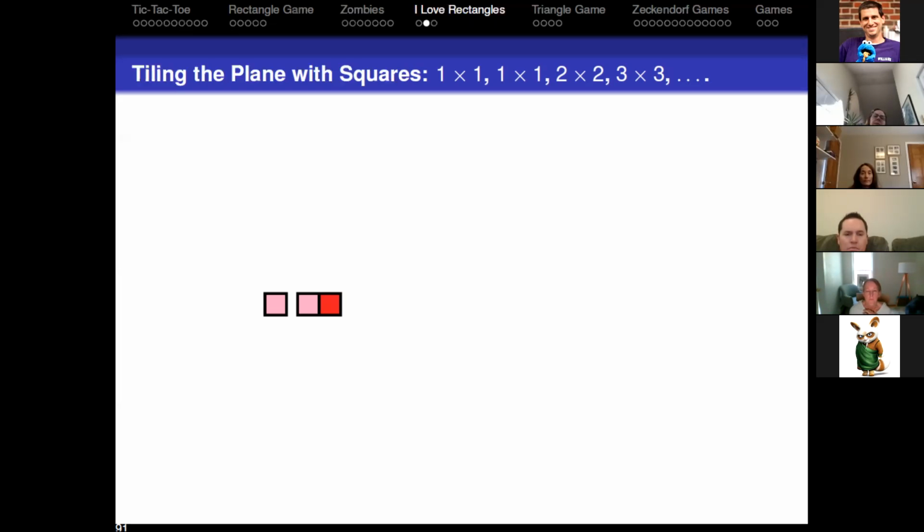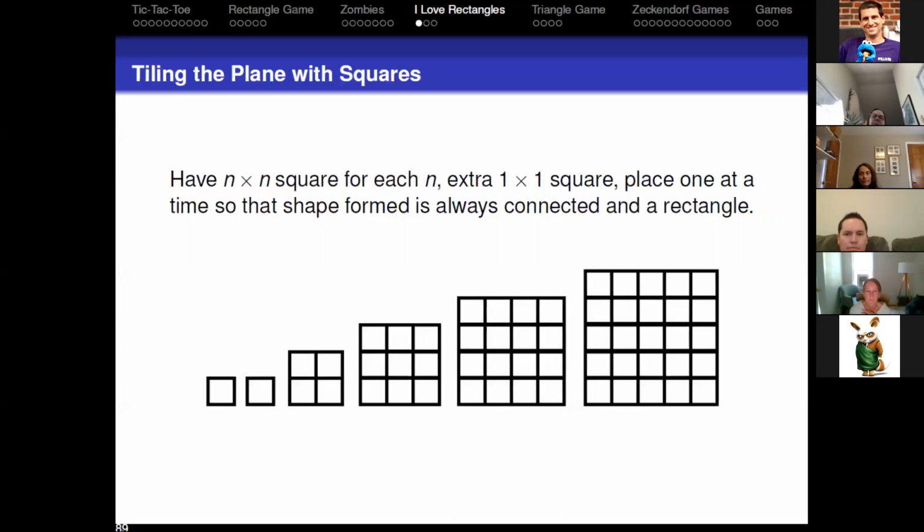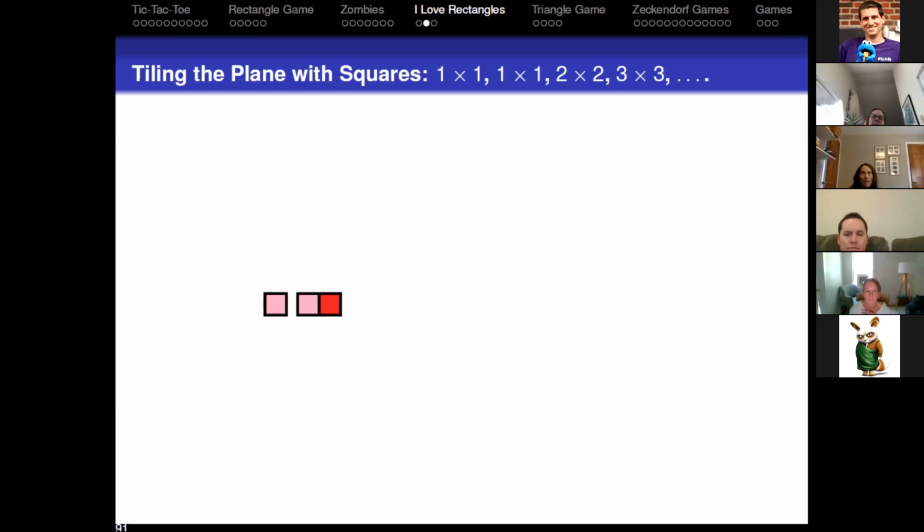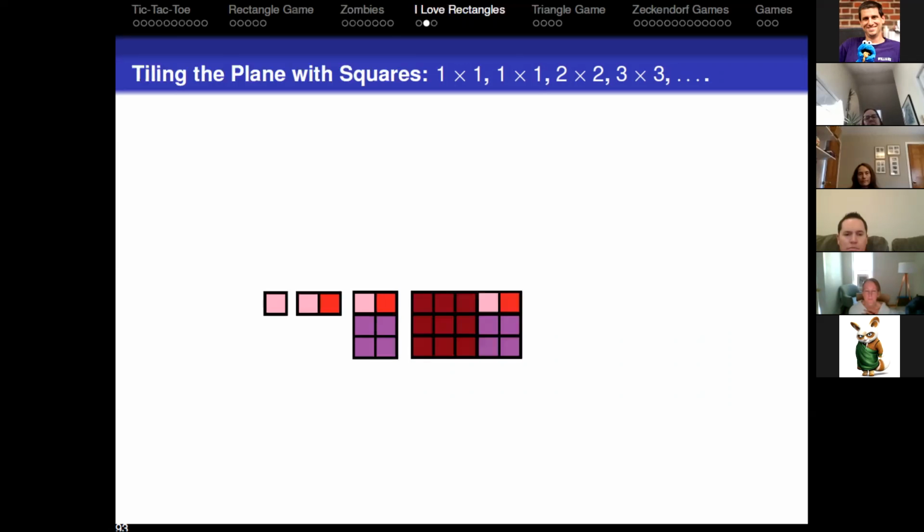To keep it a rectangle, well, look at all the different squares we have. Put a 2 by 2 down by it. Now we have a 2 by 3 rectangle. What could we put down? A 3 by 3. Now we have a 3 by 5. What could we put down?